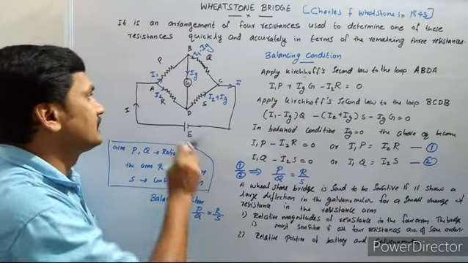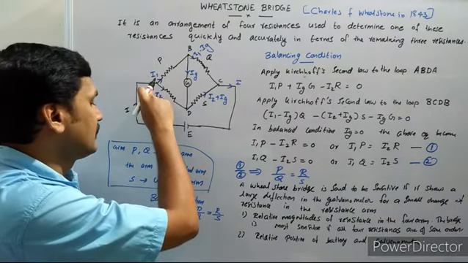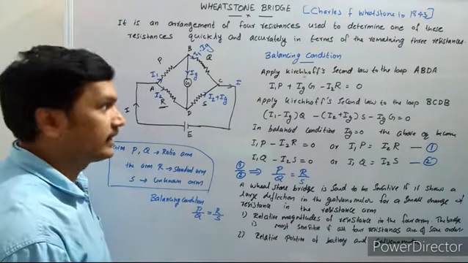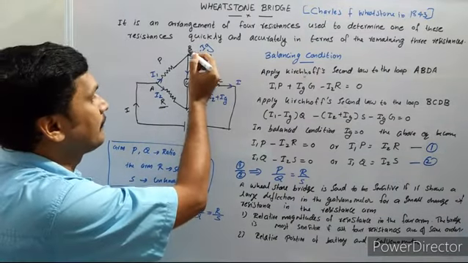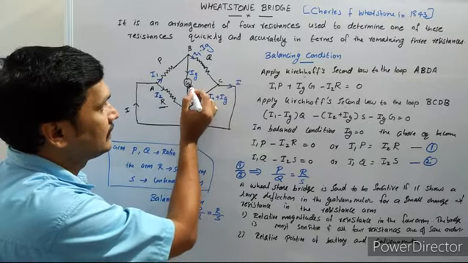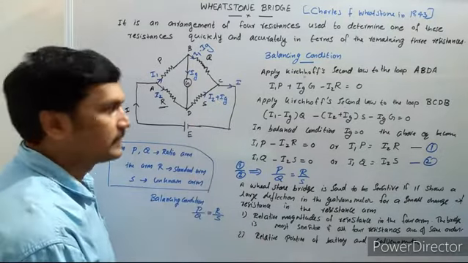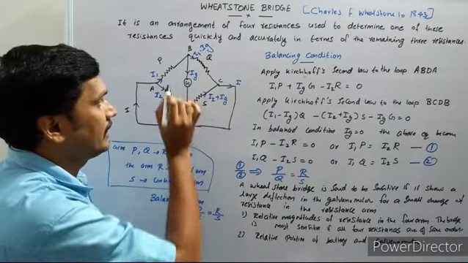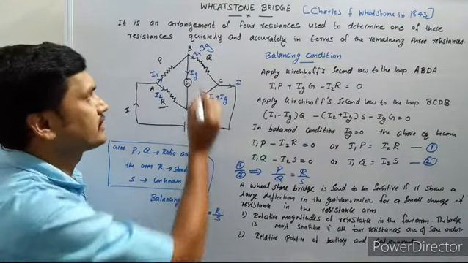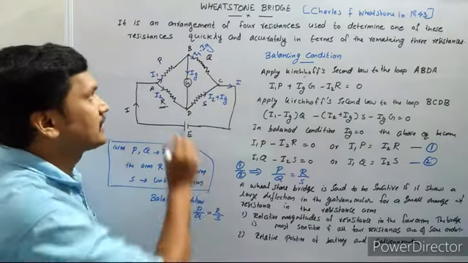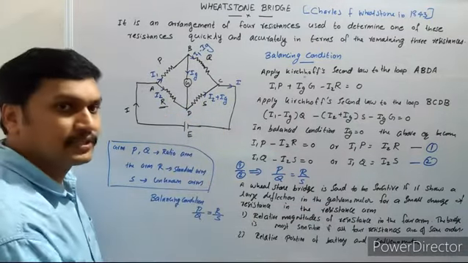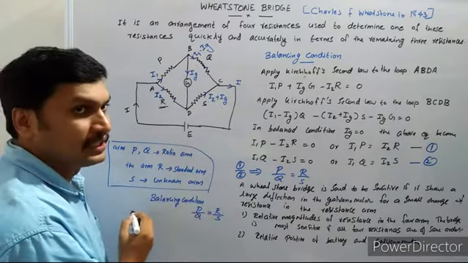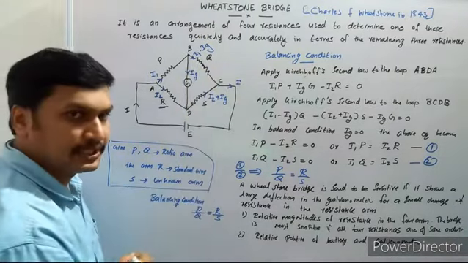By adjusting the resistance in the standard arm, that is the value of R, we make the current passing through the arm BD, which contains the galvanometer G, equal to 0, and the galvanometer shows a null deflection. That is, Ig is equal to 0. At that time the Wheatstone bridge is said to be balanced, if no current is passing through the galvanometer.